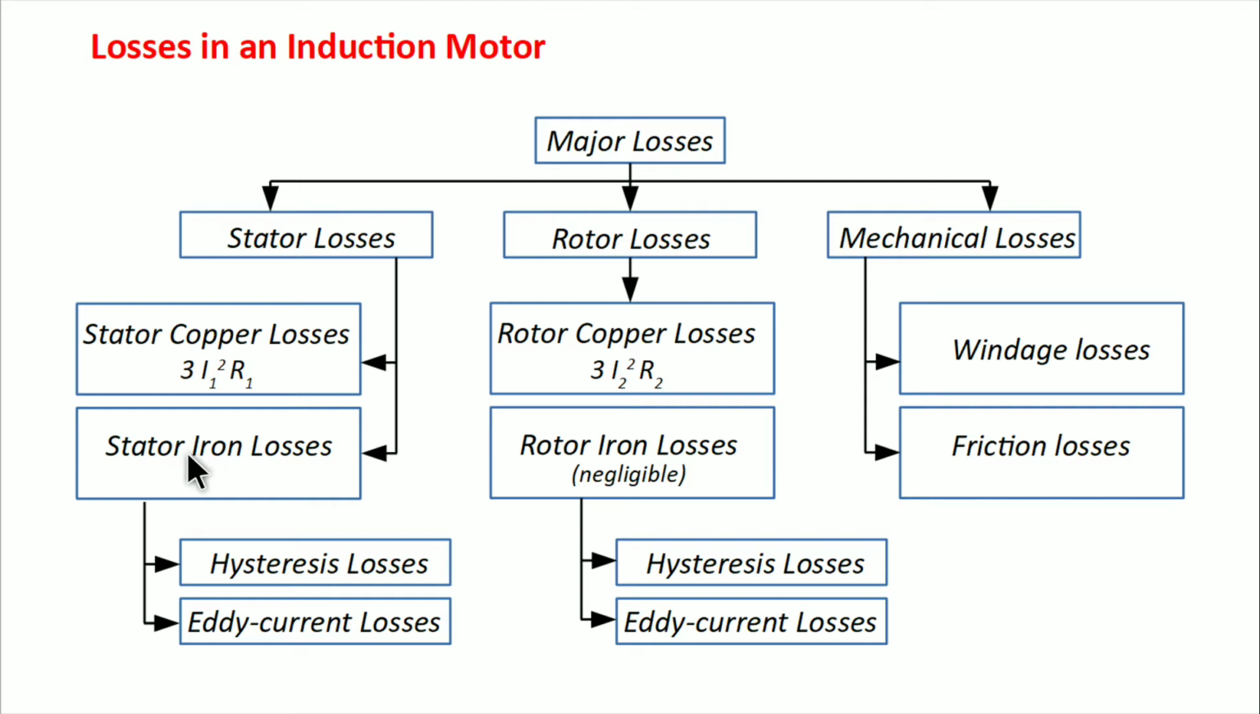Then stator iron losses. These losses happen due to the EMFs induced in the stator core, which circulate currents called eddy currents, and the I squared R loss created by these eddy currents in the iron or core part is called eddy current loss, a type of stator iron loss.